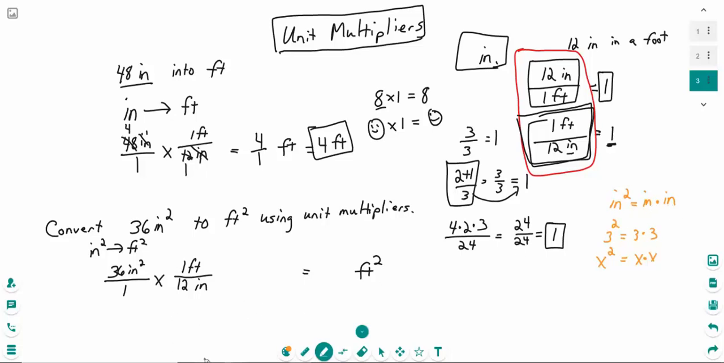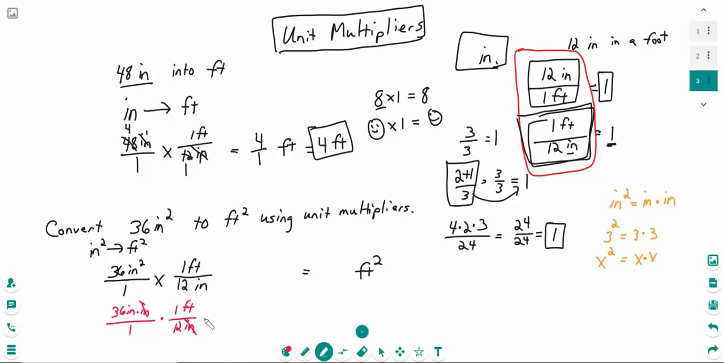All right? So maybe what I'll do over here is rewrite this now, maybe in a different color. 36 inches times inches over 1 times 1 foot over 12 inches. Now when we rewrite that inch squared, we have the 2 inches here, and we recognize that if I cross cancel here, this inch will cross out one of these inches, but I still have an inch left over. I'm not done yet. I still have an inch, and the goal is to get rid of those inches. We don't want inches, we want feet.